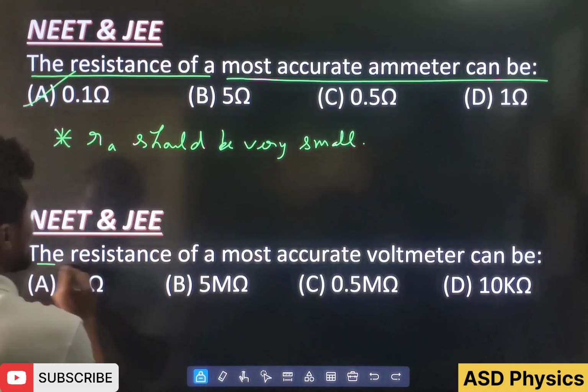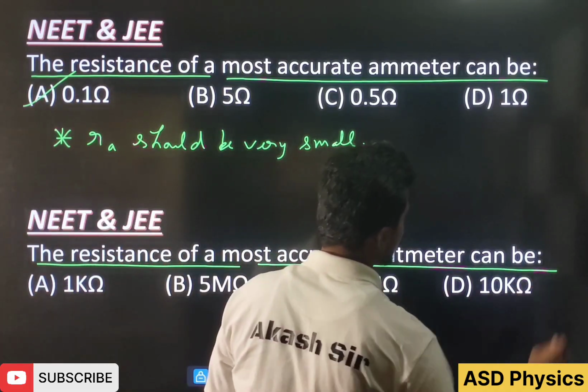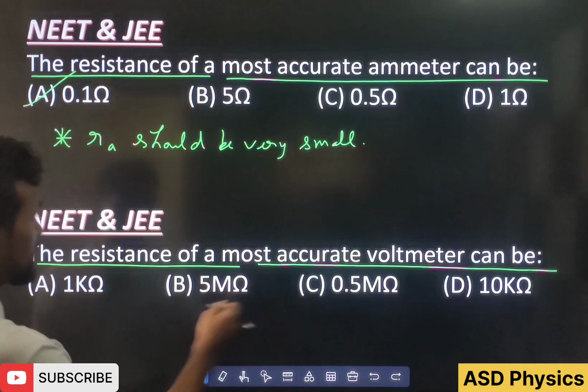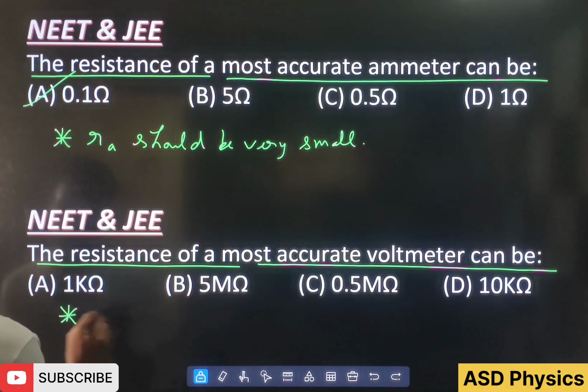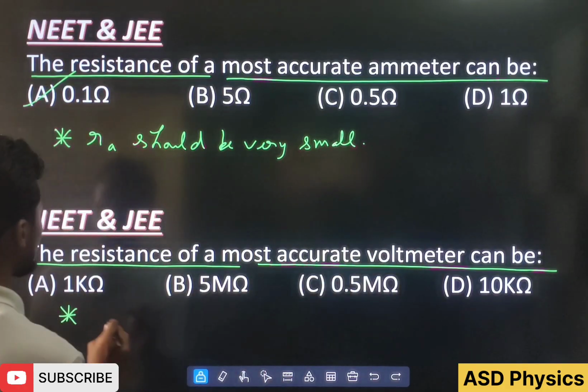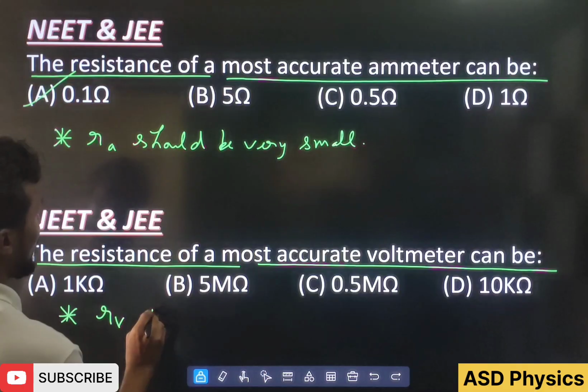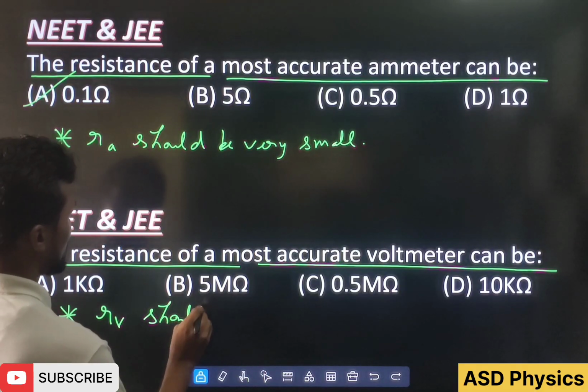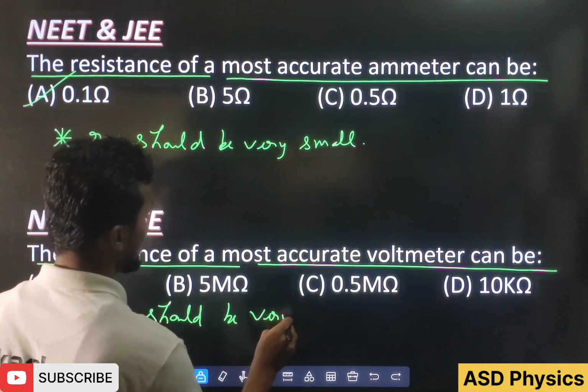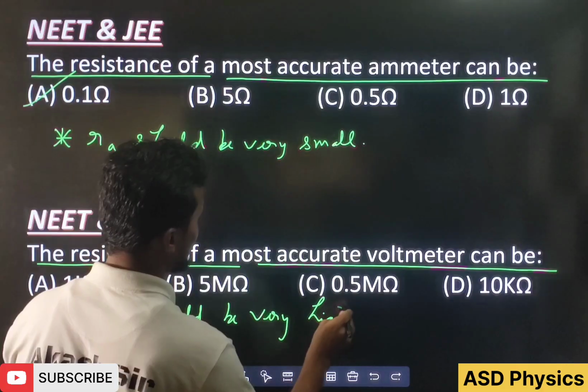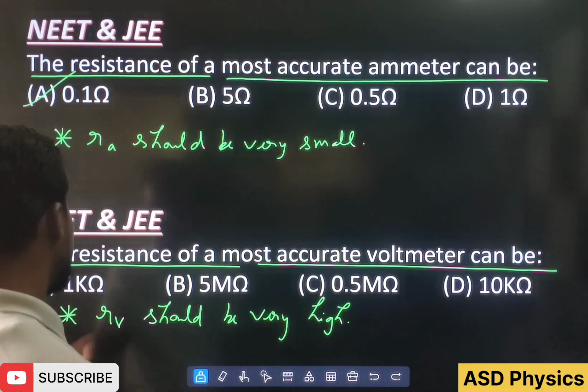Similarly, the resistance of the most accurate voltmeter can be. Now infinite is not among the options, so ideal is not there. Then what will we choose here? High. RV should be very high. Ideally infinite, but infinite is not there, so very high.